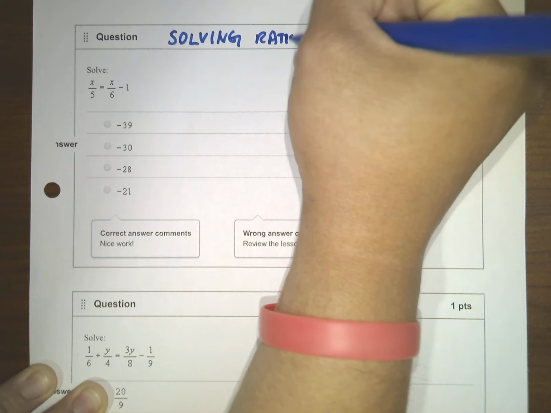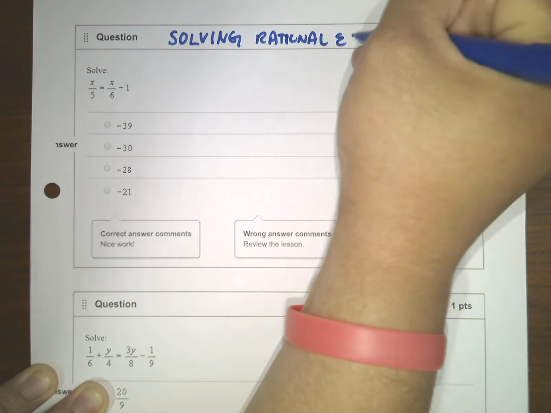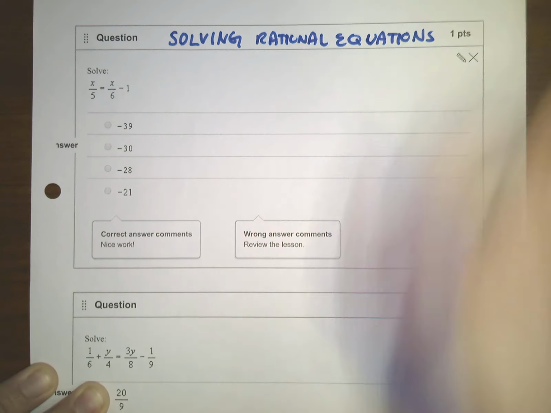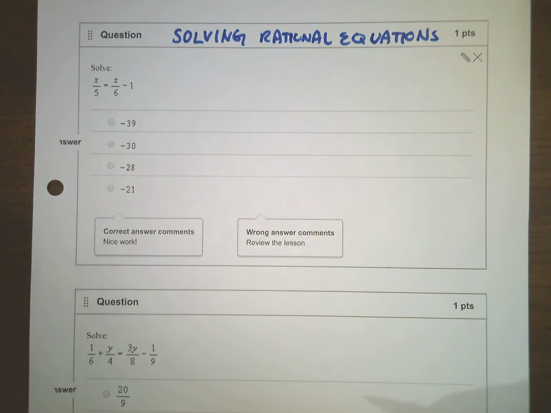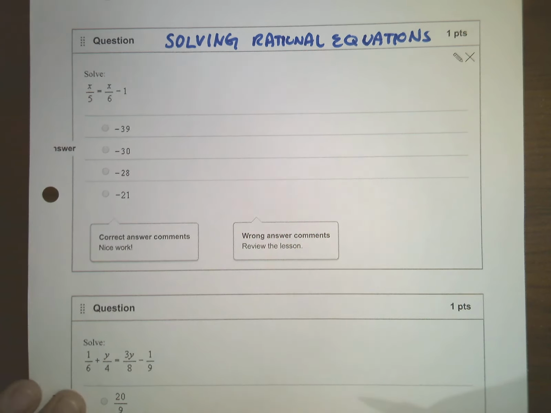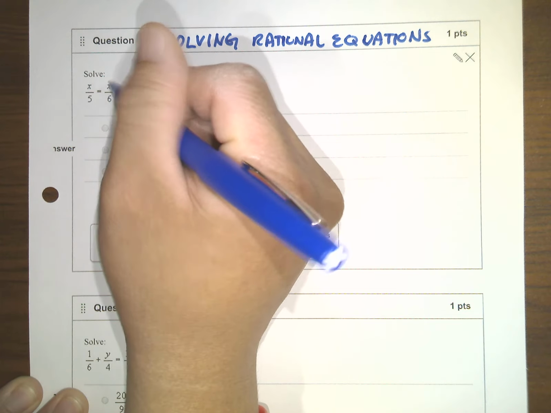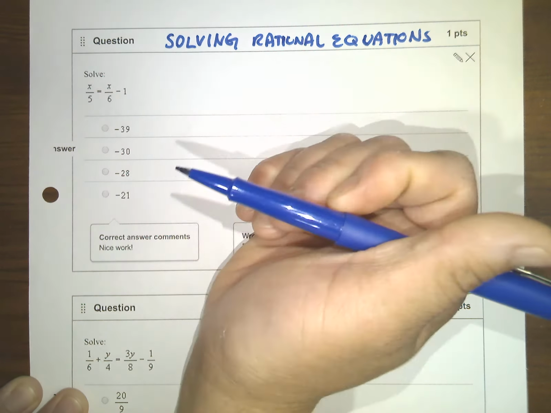Rational equations. So what this really means is just solving equations that actually have rational expressions in them, such as this one, x over 5 equals x over 6 minus 1.